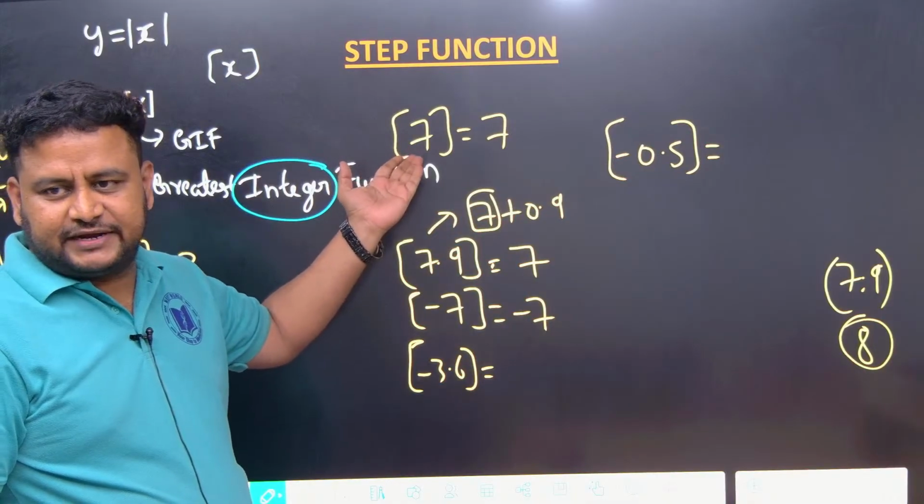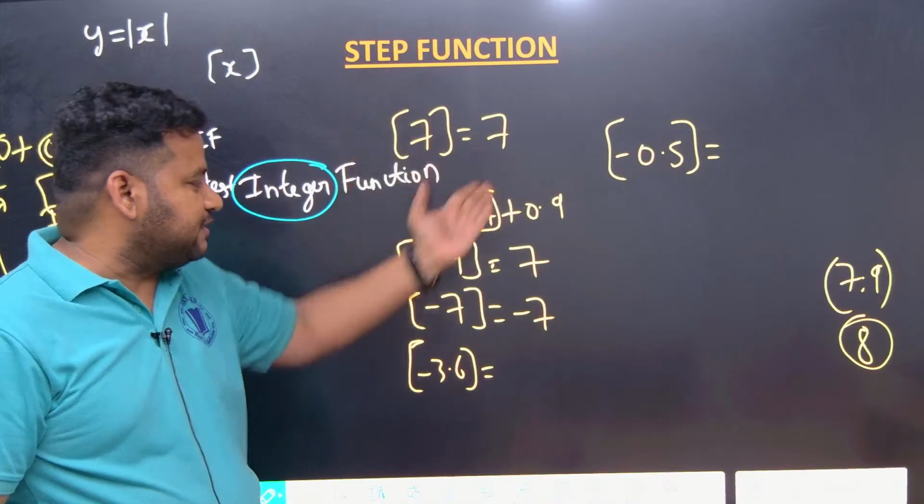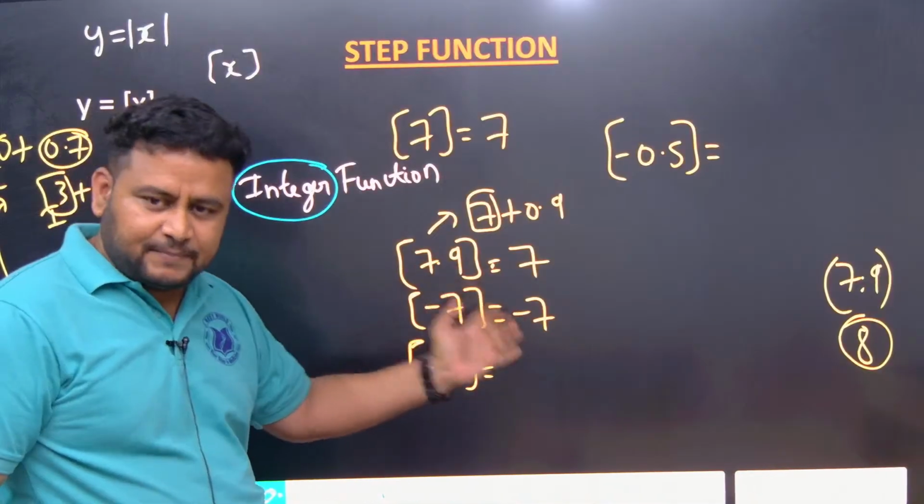There is no decimal point here. So 7 itself is an integer, you will get 7. Minus 7 itself is an integer, you will get minus 7.